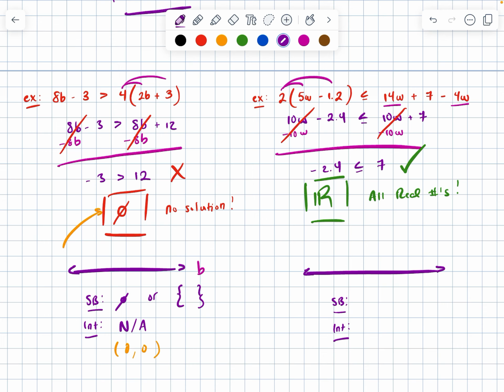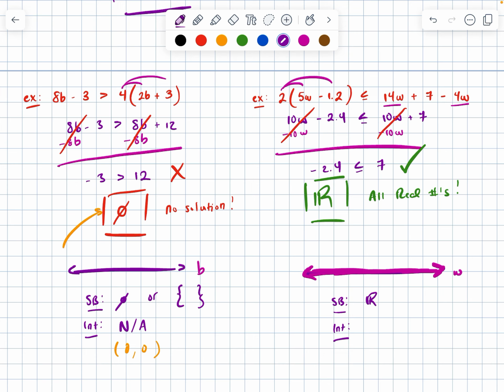And stop. Well, for all real numbers, that means anything works. So on my number line, everything should get shaded in. There's nothing on my number line that can make negative 2.4 not be less than or equal to 7. So the entire number line here gets shaded in. I'm not even going to bother to label it with some tick marks. It's the whole thing. Set builder notation, just like for our no solutions, I can use my funky symbol. Remember that bold R means the set of all real numbers, so I can write that as my set builder.